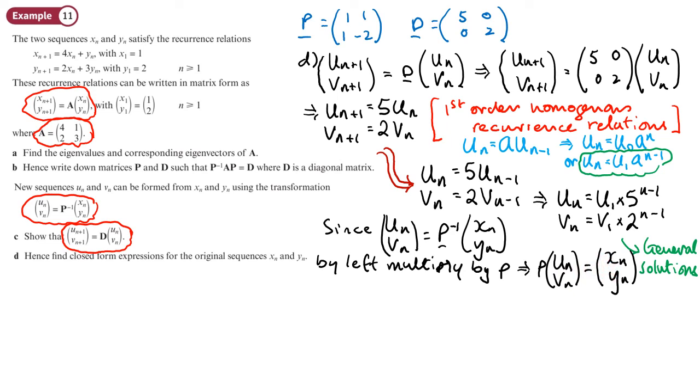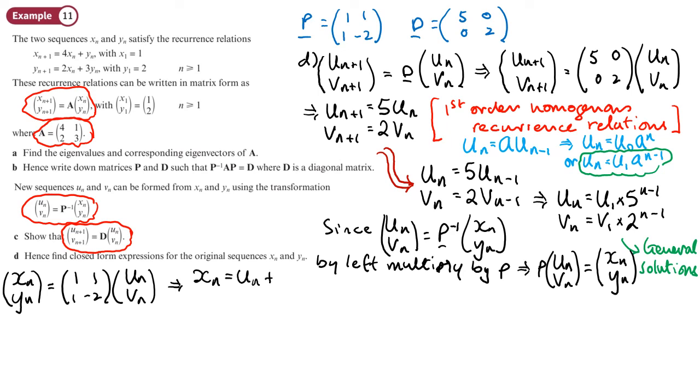Okay, so what we'll do is we'll just spin it around. So we'll have xn yn equals p, now p is that 1, 1, 1, negative 2 matrix, times un vn. We'll multiply that out. This will give us the relationship: xn is equal to un plus vn, and yn is equal to un minus 2vn.